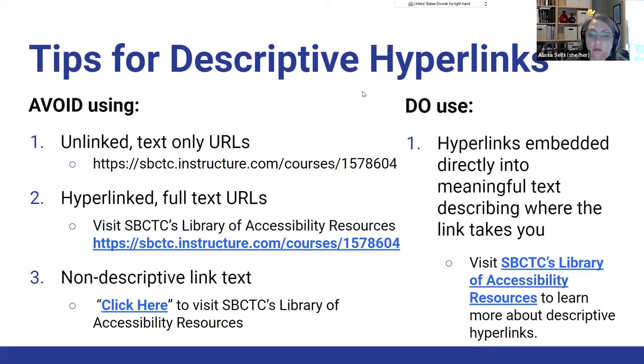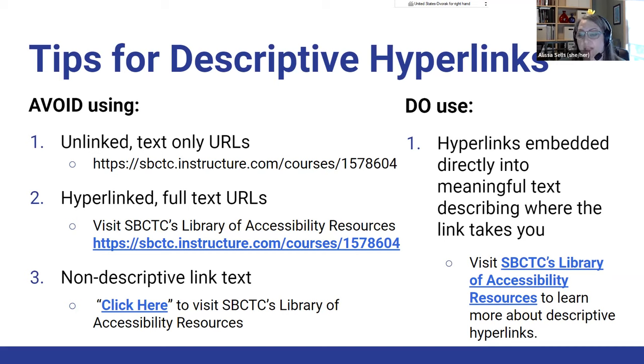So what is the most helpful way to direct readers to a specific online source using a link? Well, the answer to that is that hyperlinks that are embedded directly into meaningful and contextualized text describing where the link takes you will provide non-cited and cited readers with the most information. So in this example that I've been using, a good way to direct readers to the SBCTC Library of Accessibility Resources would be to hyperlink that text within the sentence.